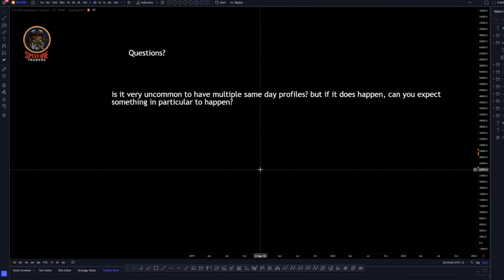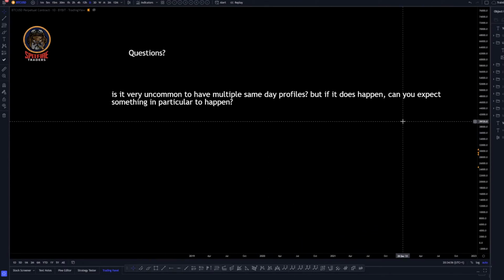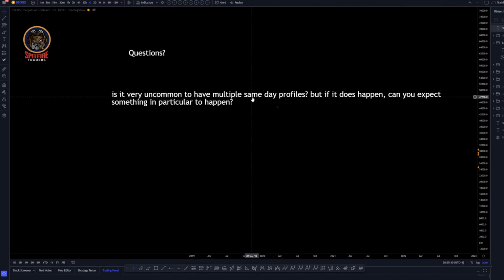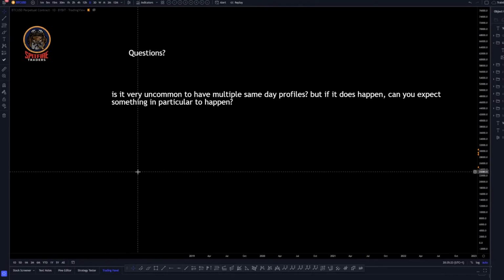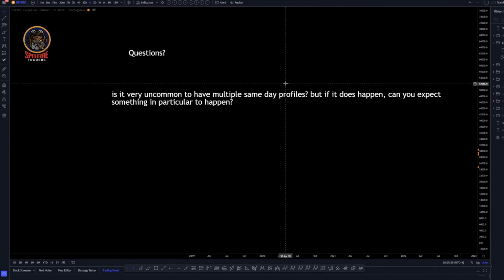Is it very uncommon to have multiple same-day profiles? But if it does happen, can you expect something in particular to happen? Yeah. In short answer, it's quite uncommon. So, for example, like the neutral day, if you saw a few of them in a row, it'd be very, very confusing as to why that's happening. Chances are you are going to see some sort of deviation within a range, because obviously we know full well that a range, typically speaking, isn't just a daily candle size all the way along. Otherwise, it'd look quite odd.